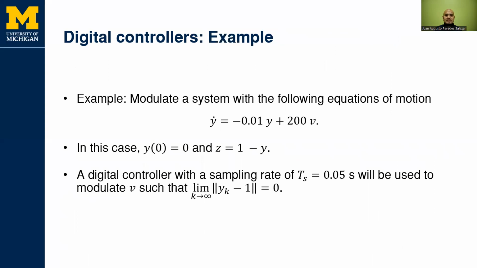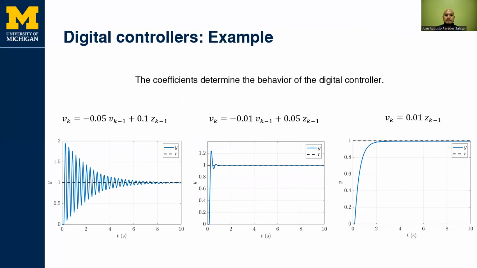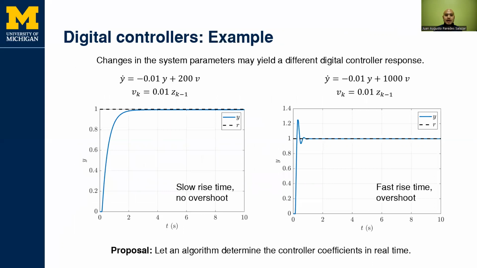As a simple example, consider the system described in the following equations of motion. In this case, a digital controller with a sampling rate of 0.05 seconds will be used to modulate the system input v, such that the measured output reaches 1. As you can see, while all the displayed controllers reach the desired output, the coefficients of each controller determine how this objective is met. However, changes in the system parameters may cause the controllers to behave in different manners. Hence, some parameter tuning is often needed for different operating conditions. The adaptive flow we propose next addresses this by determining the controller coefficients in real time.